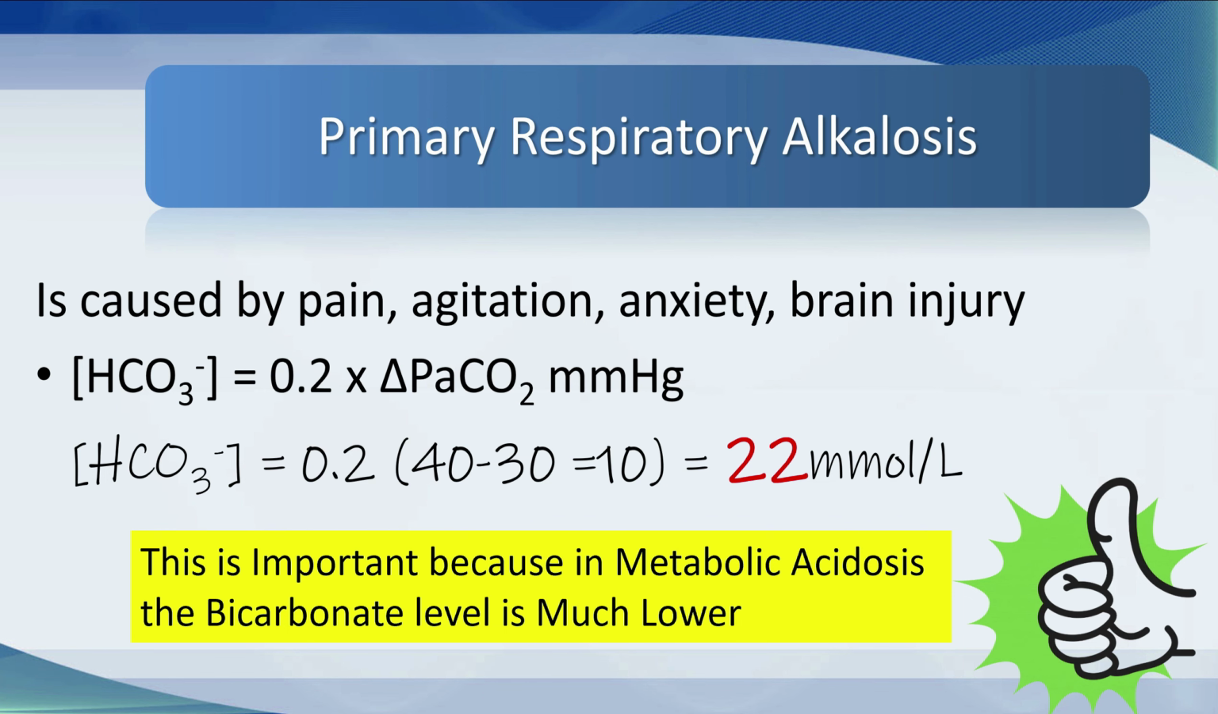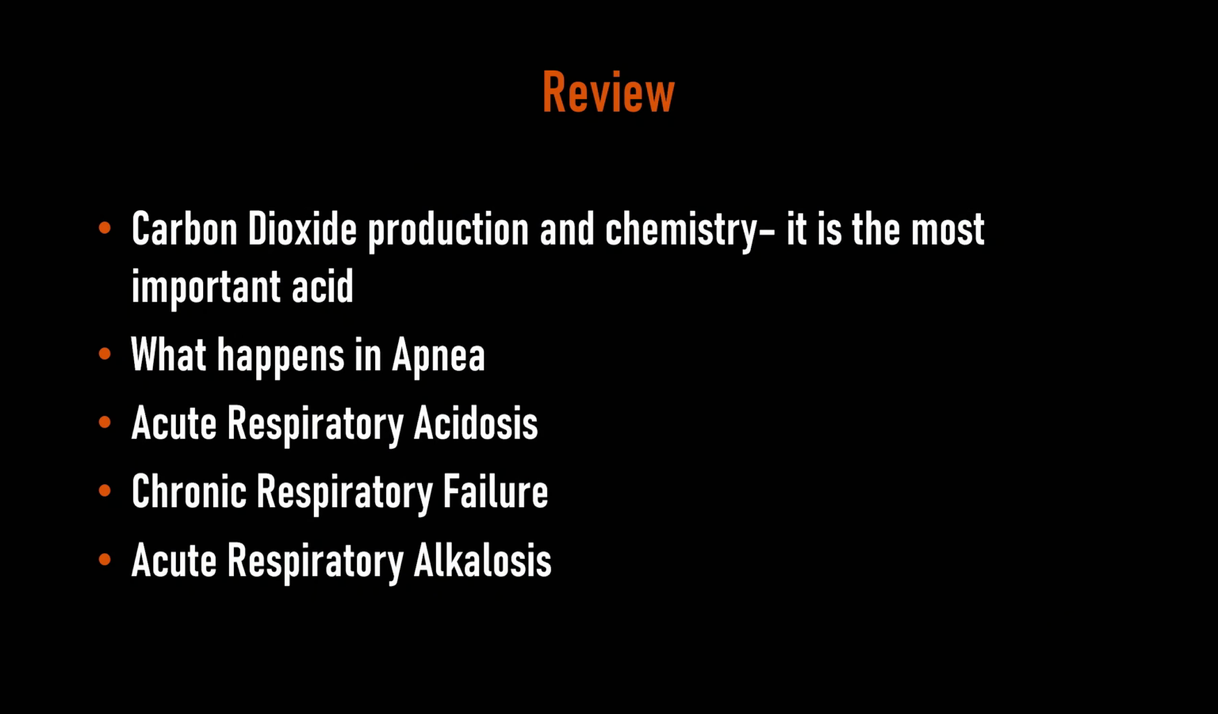Let's review this tutorial. In this tutorial, I discussed carbon dioxide production and chemistry. Carbon dioxide is the most important acid in the body. Then I went through a number of perioperative clinical scenarios because these patients are really clean and it's very easy to explain these in that controlled setting. The first was a case of a patient who was apneic for 10 minutes, and we looked at acute respiratory acidosis and how you can figure out the pH, the hydrogen ion activity, the PCO2, the dissolved CO2, and the bicarbonate from very simple numbers.